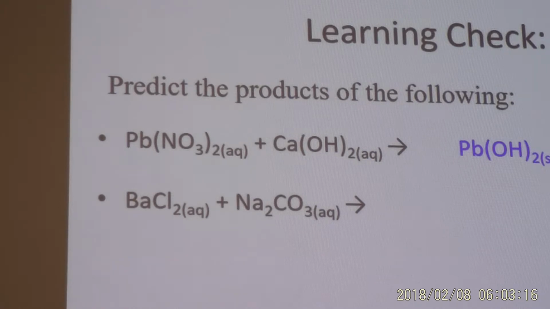But then what about this one? Do they each have separate charges or do they have one altogether when they come together? When ionic compounds come together, their charges aren't there anymore, right? Okay, so there's no charge.